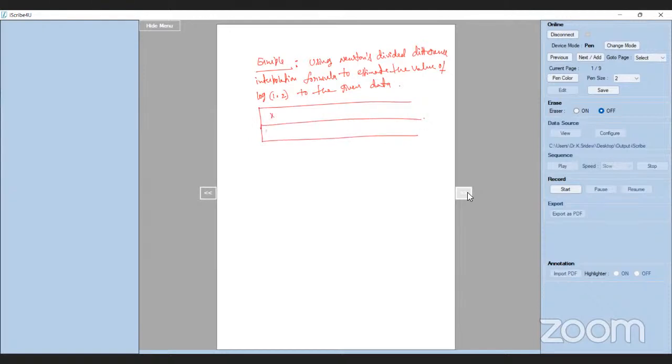The x values and f of x, which is log x, are given like that. At 1.0, the log x value is this one. At 1.4, the log x value is this one. At 1.5, the log x value is this one. At 2.0, the log x value is this one.